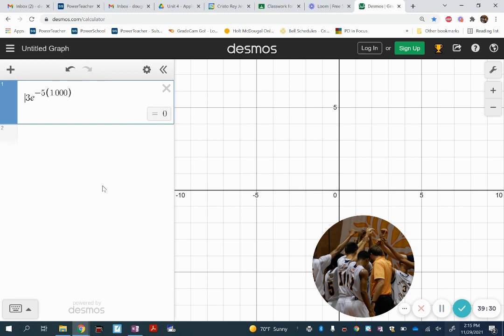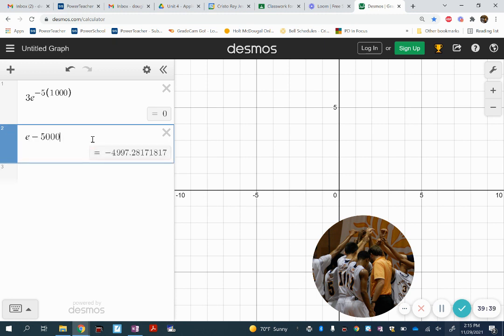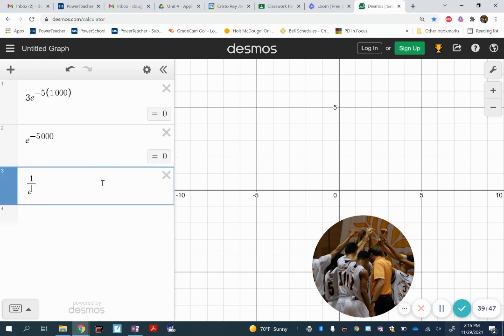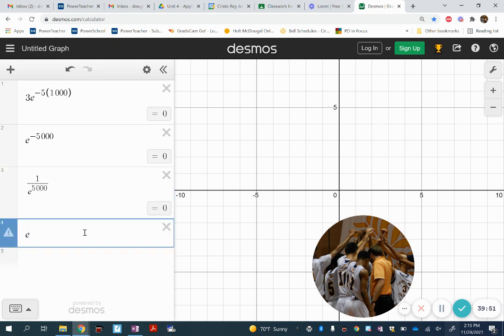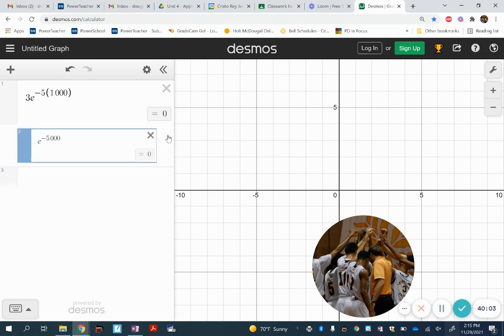And when you do e, or any base, to a big negative number, which really is a small number, right? If I do e to the negative 5,000, let me actually erase it. There we go. That's the same as 1 over e to the 5,000 power, right? And e to the 5,000 power is a very big number. That's a huge number. So 1 over a huge number is a small number, and in this case, it approaches 0.